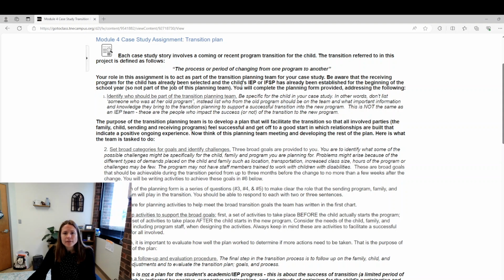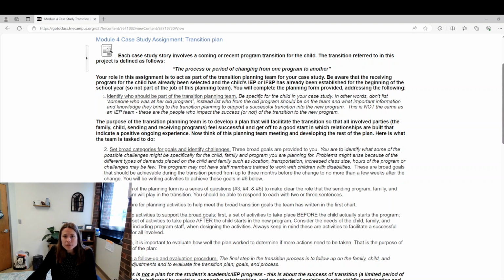So the child's IEP or IFSP has already been established at this point during this transition planning process, okay? So you're not going to be part of that planning team. You're going to be part of the planning team where you receive them. So what you want to do is you're going to identify who should be part of the planning team.